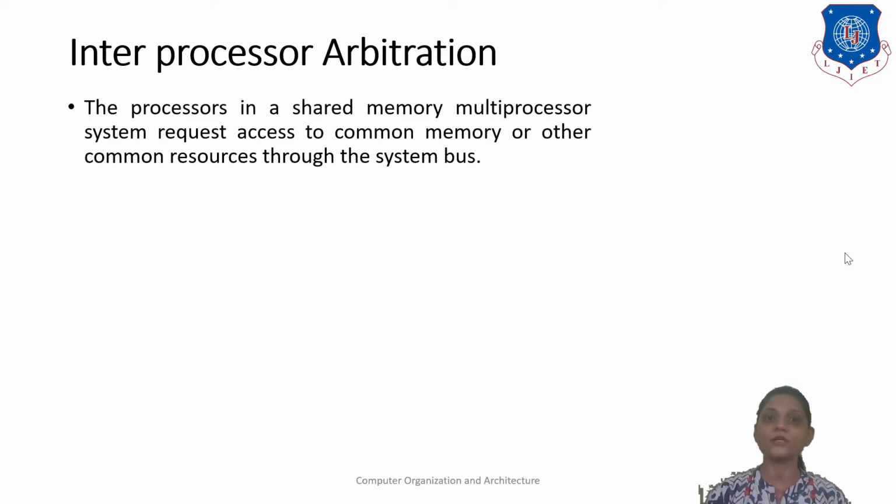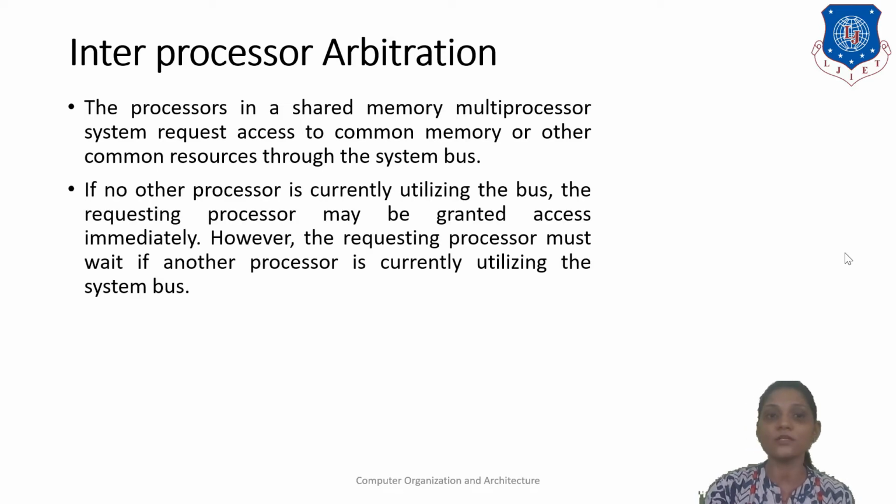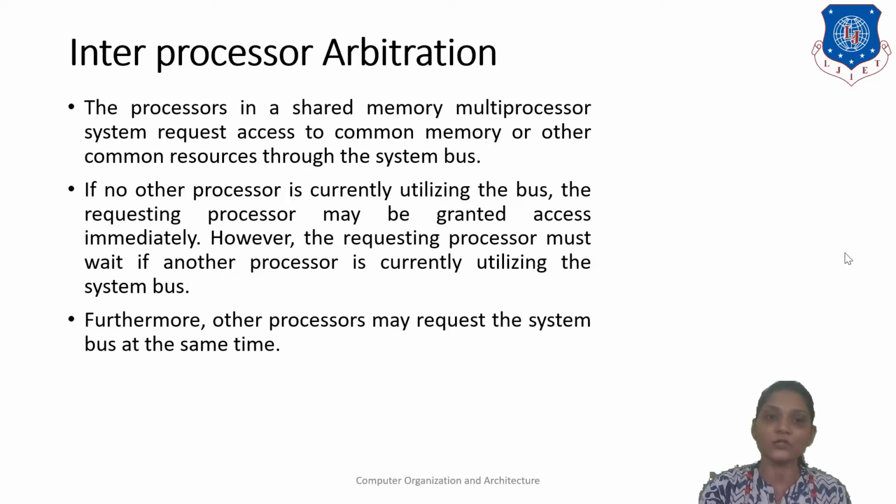In a shared memory multiprocessor system, the processors request access to the common memory or other common resources through the system bus. If no other processor is currently utilizing the bus that you are requesting, the processor may grant you the access immediately. But the requesting processor must wait if the bus is already occupied by another processor.